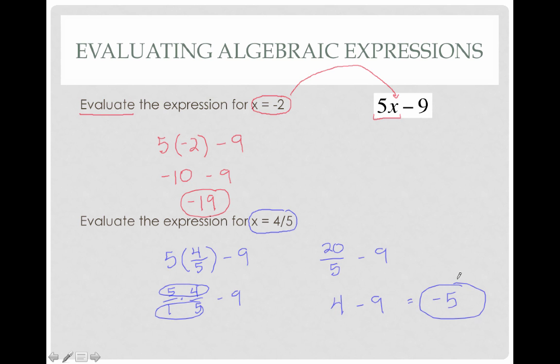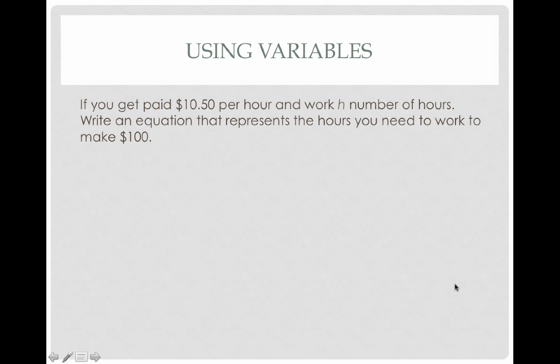So there's the solution. If I substitute 4/5 in for x into this expression and evaluate it, I get that it's equal to -5. There's a couple examples of evaluating expressions for you.